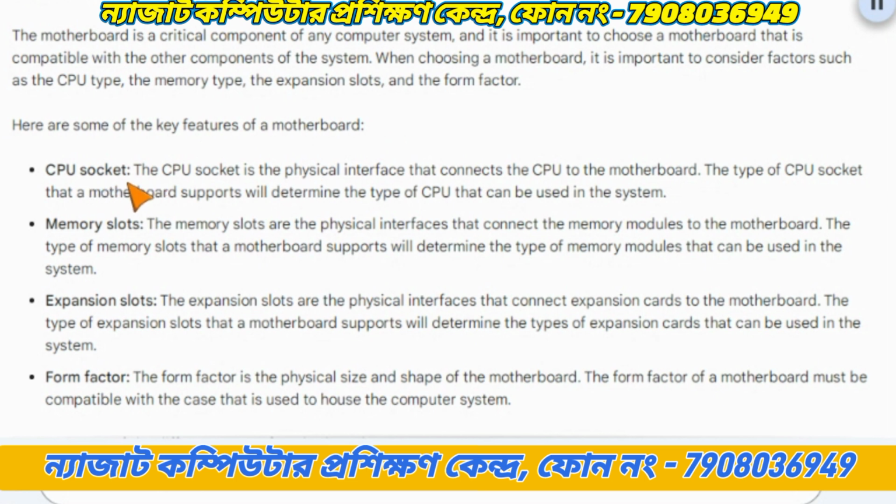CPU socket. The CPU socket is the physical interface that connects the CPU to the motherboard. The type of CPU socket that a motherboard supports will determine the type of CPU that can be used in the system. Memory slots. The memory slots are the physical interfaces that connect the memory modules to the motherboard. The type of memory slots that a motherboard supports will determine the type of memory modules that can be used in the system.